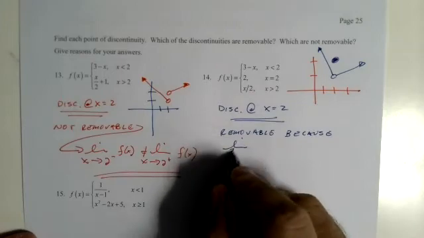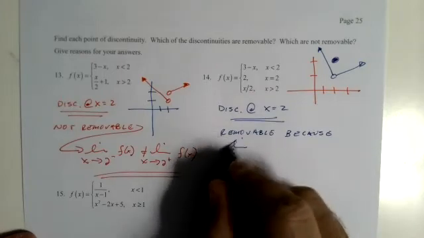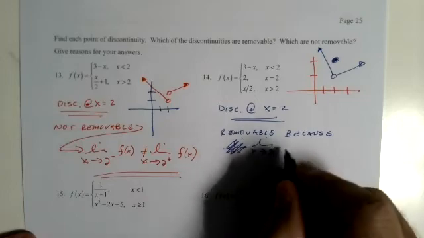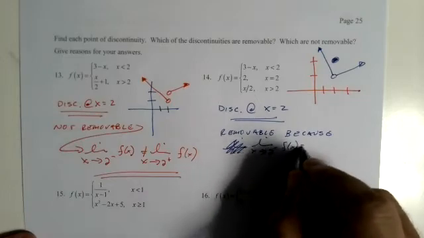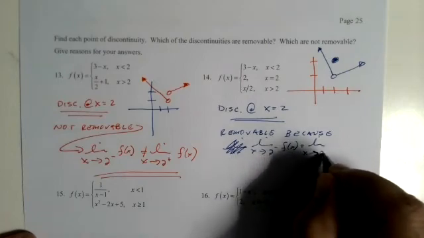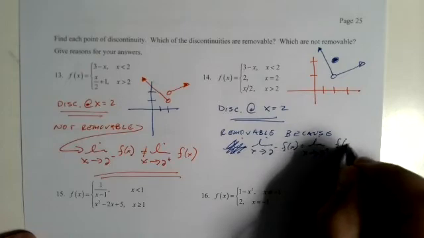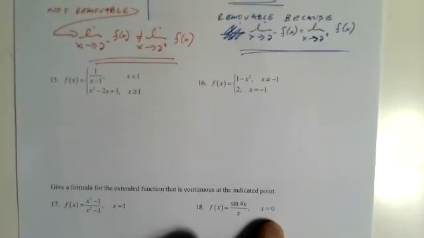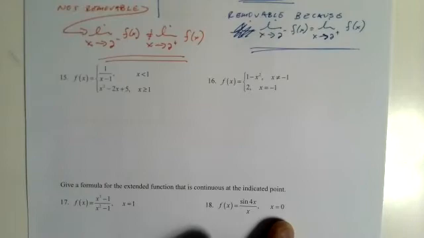Limit as we approach... That was pathetic. Limit as x approaches 2 from the negative side of the function equals limit as x approaches 2 from the positive side of the function. That's why it's removable. Notice we can put some pretty cool proof notation together, and calculus is used a lot in proofs. That would be one of them right there. Onwards.